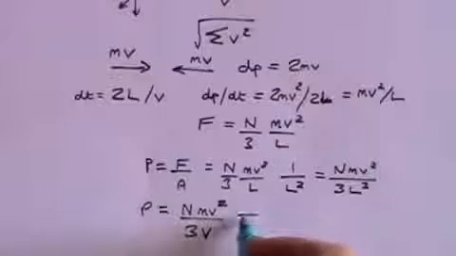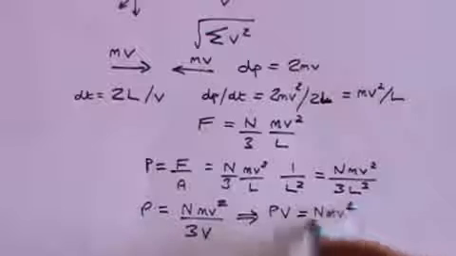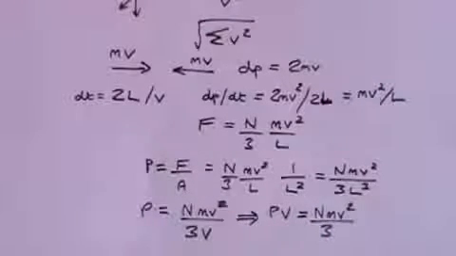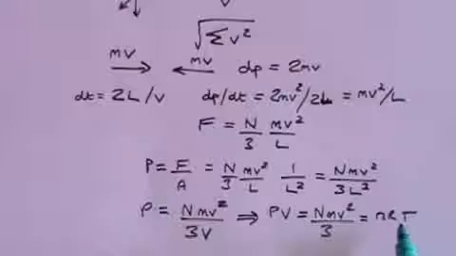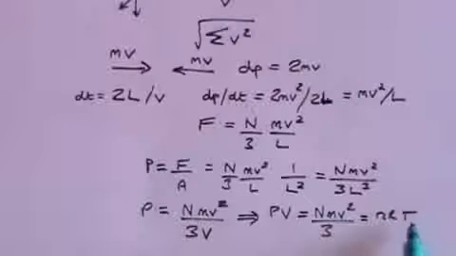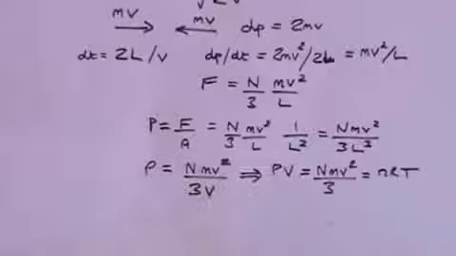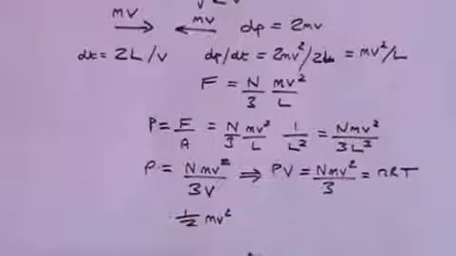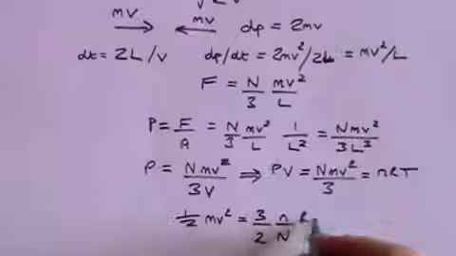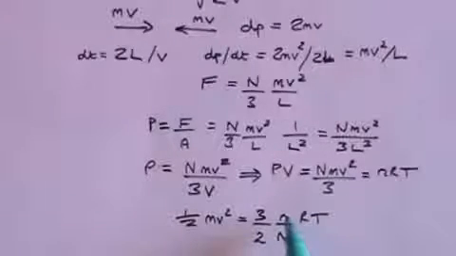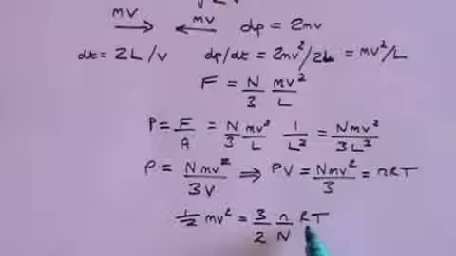And rearranging that, we can say that PV, by taking the V up here, is equal to Nmv squared divided by 3. But we've already shown that PV is nRT, where n is the number of moles, R is the molar gas constant and T is the temperature. And if we rearrange this equation here, we get that a half mv squared, which of course is the energy, equals 3 over 2 N over n RT, where n is the number of moles, N is the number of molecules, and R is the molar gas constant.